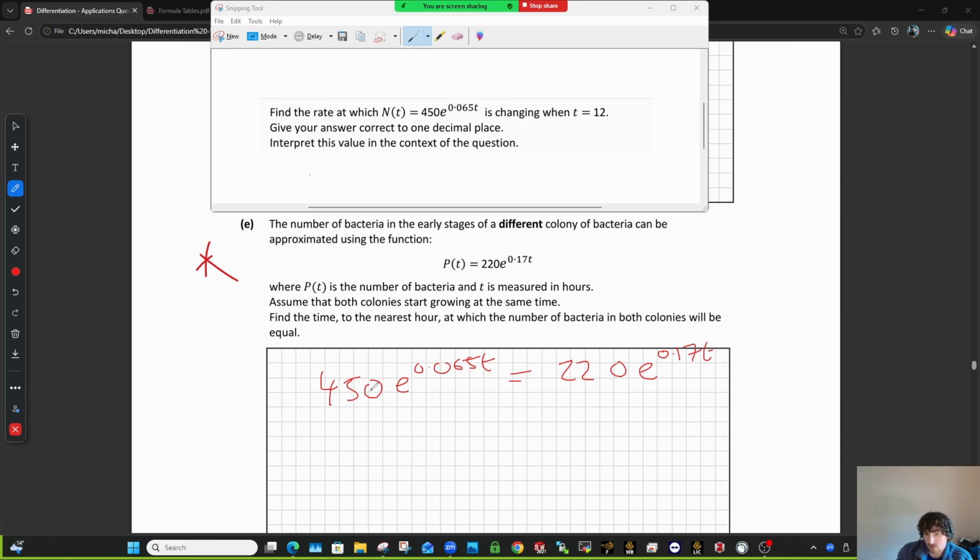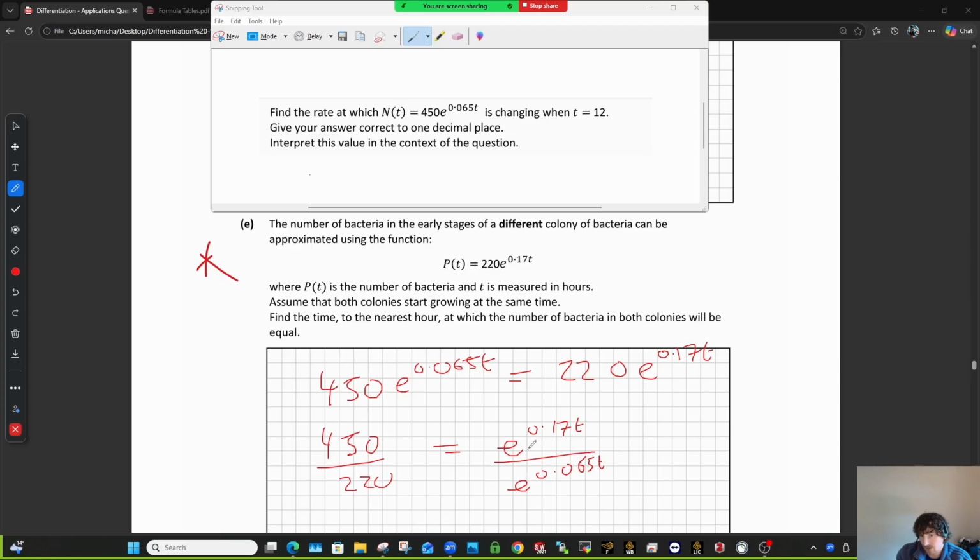What you do is you bring all the numbers to one side and all the exponentials to the other side. So we'll bring 450 over here, we'll bring the 220 under it. Divide both sides by 220. Leave this one here and divide both sides by this one, so it ends up underneath here. I'm sure people are okay with that algebra step.